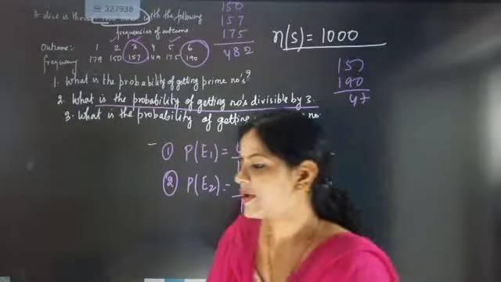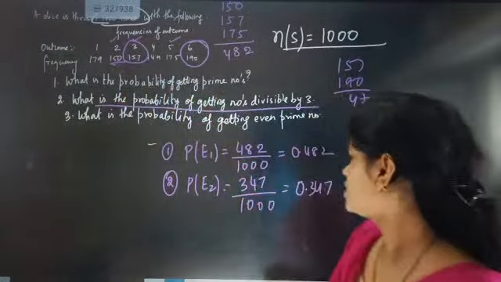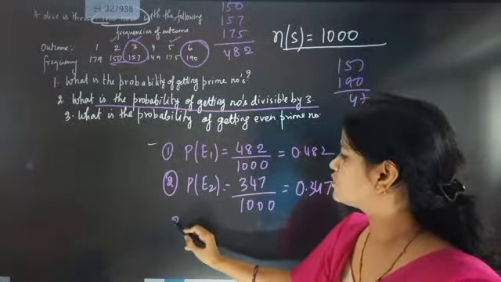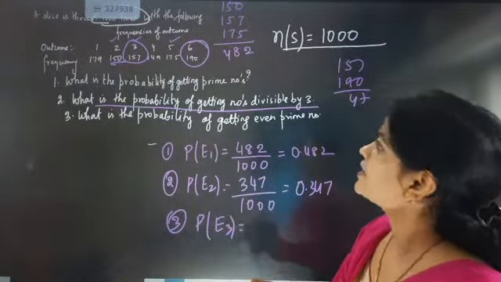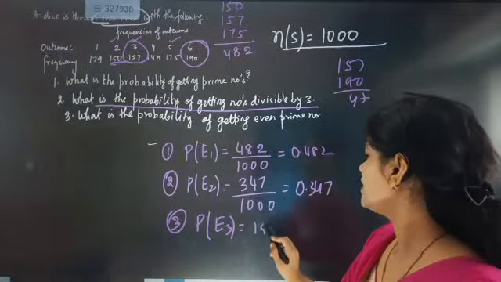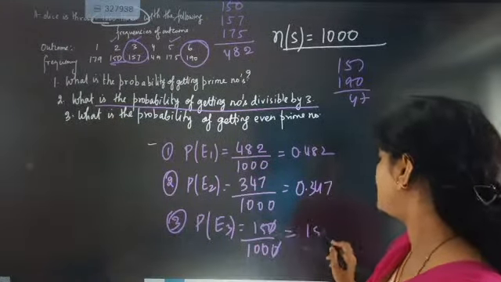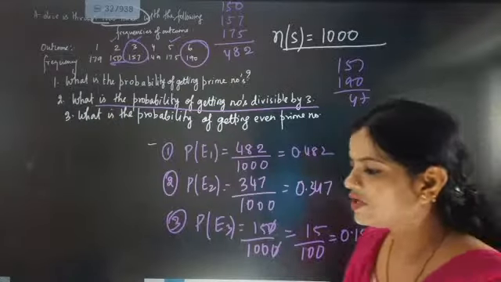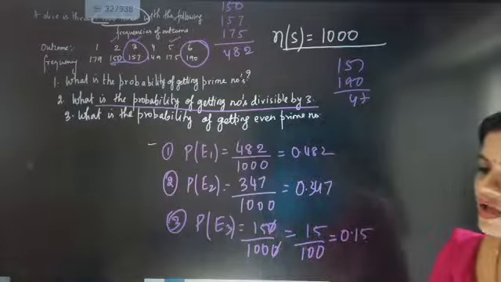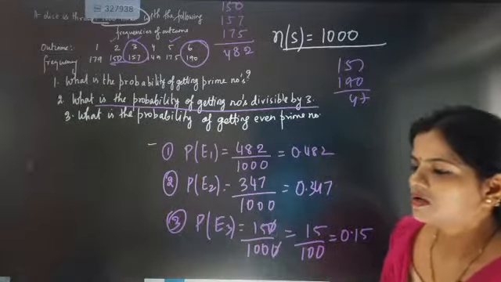Super. So even prime number is 2. So we are going to go for 2. So third, probability of getting even prime number is exactly 150 divided by 1000. So it is going to be 15 by 100. 15 by 100 means 0.15. I hope you might have understood how to solve these questions. Fine.